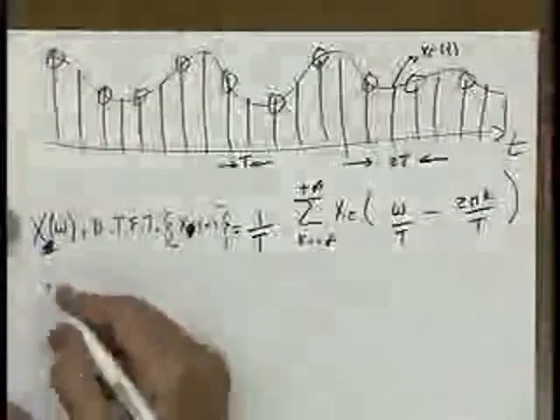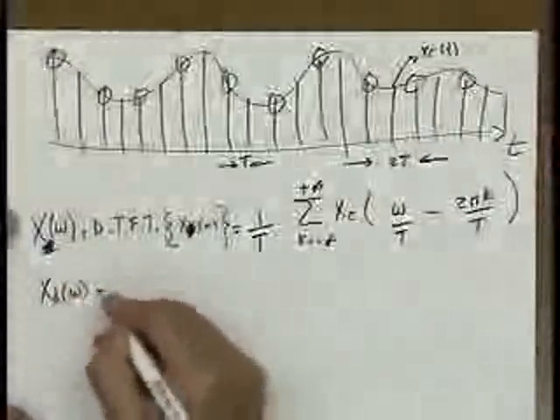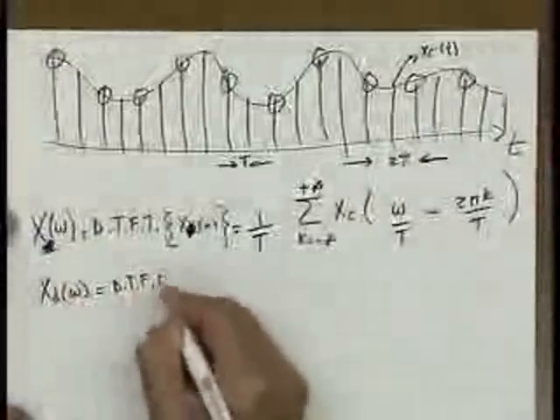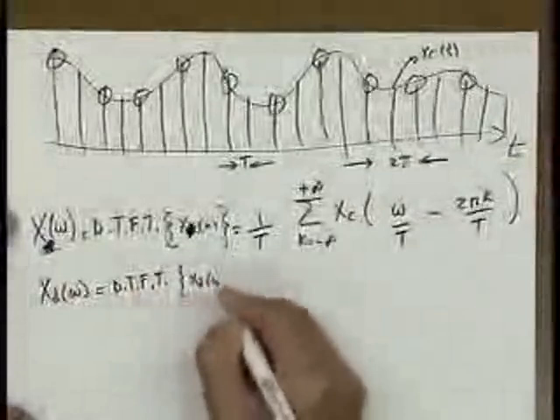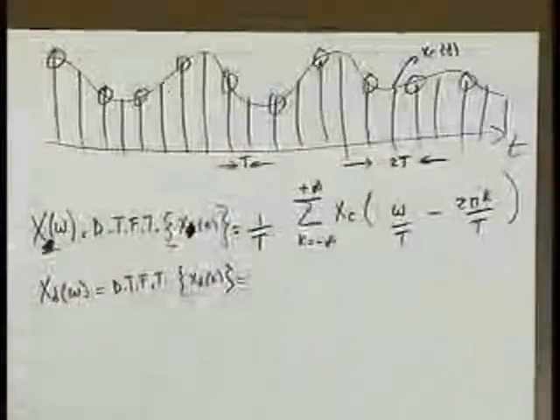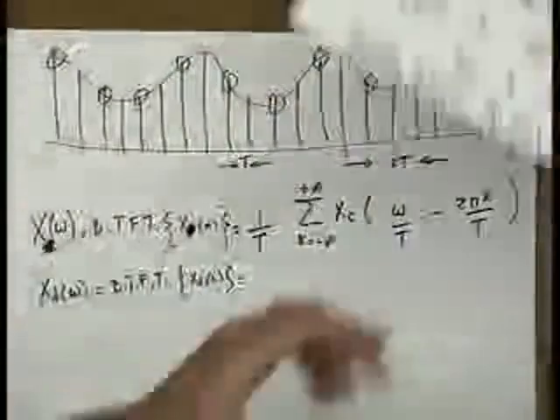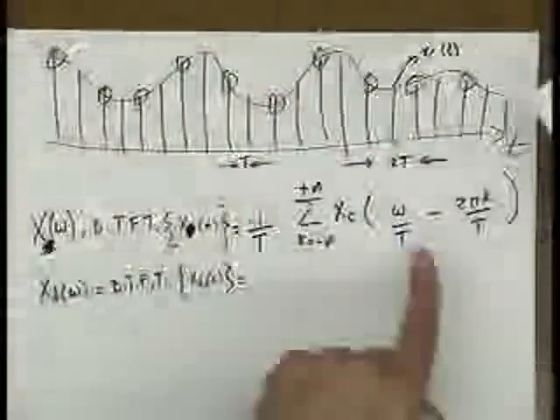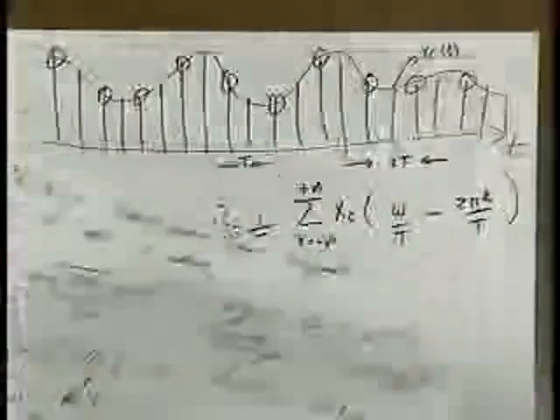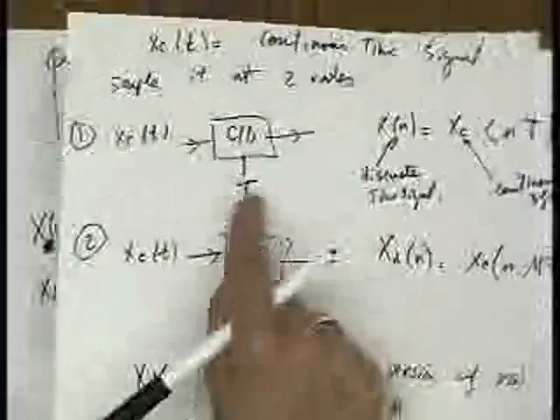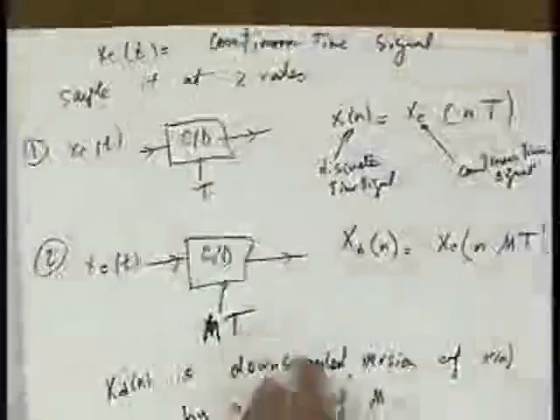And what can we say about now x sub d of omega, the harder one, which is the DTFT of x sub d of n? Well, it's the same relationship as we had before, except that now we're sampling at MT instead of T, so everywhere you see a capital T, you replace it with MT.